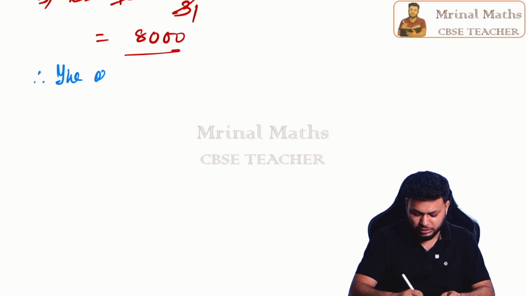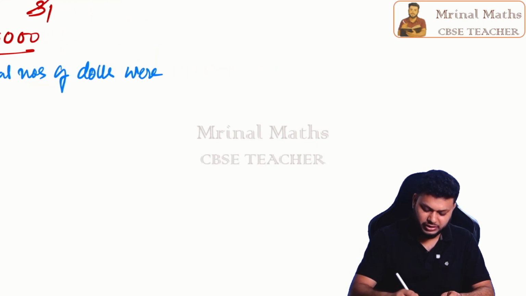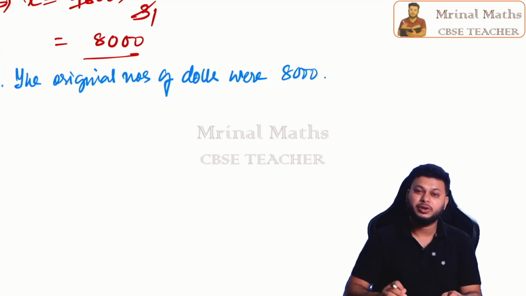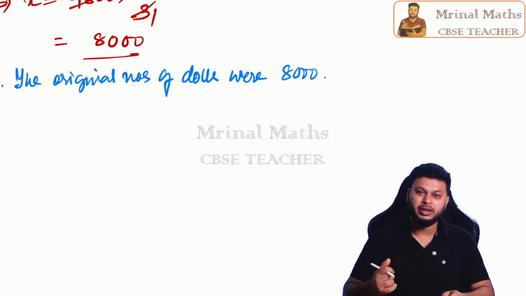Yes, so we can write, therefore, the original number of dolls were 8000. Okay, so the original number of dolls were 8000. Okay, so going ahead with the next one.